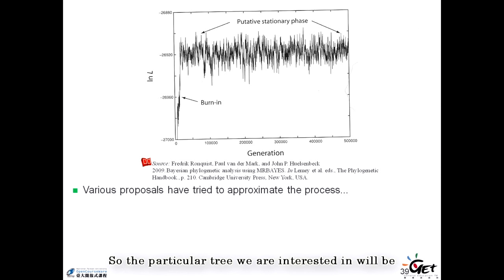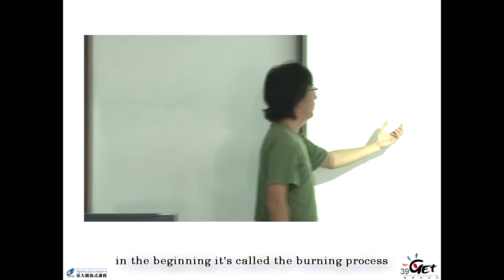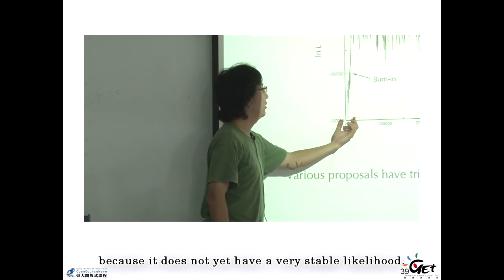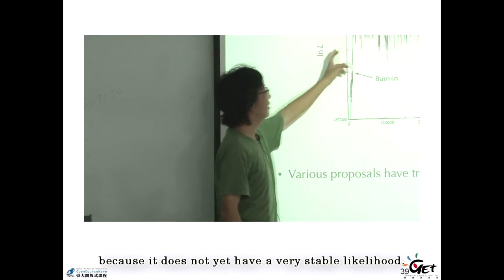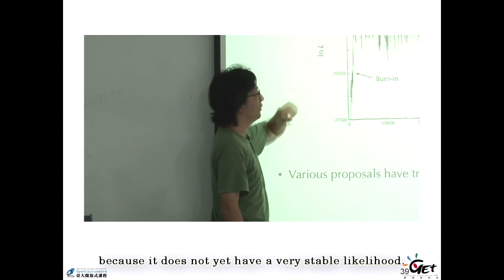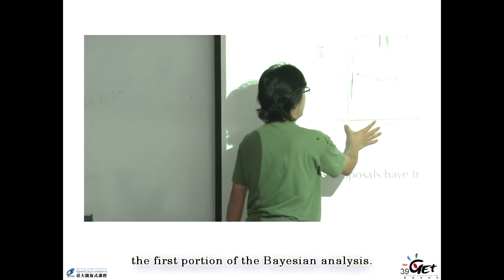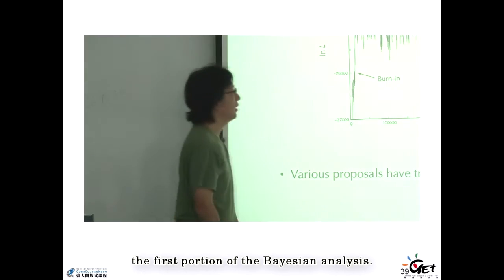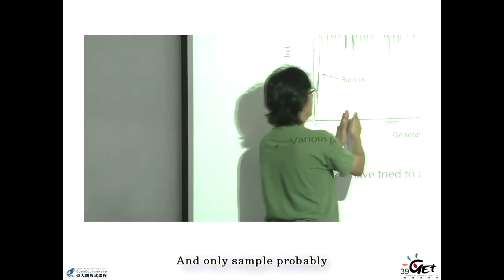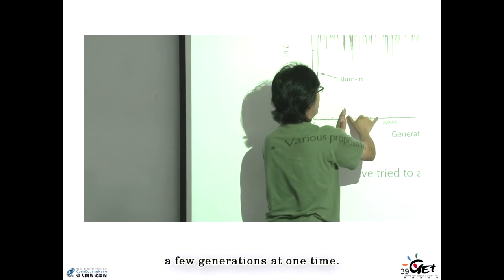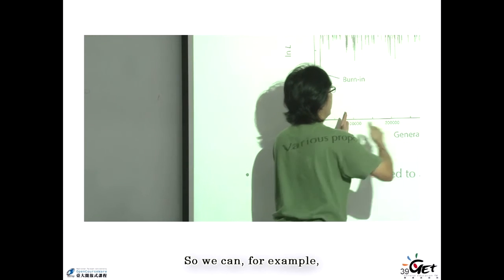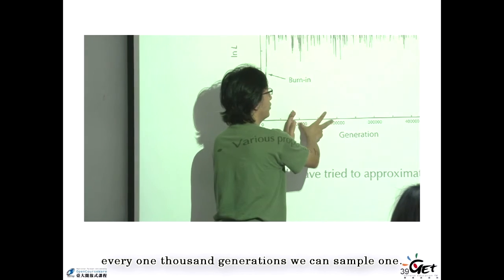So the particular tree we are interested in will be chosen from this tree population. So we'll have a probability over those trees we got. In the beginning, that's called a burn-in process, because it has not yet reached a very stable likelihood. So we always eliminate the first portion of the Bayesian analysis and only sample every few generations. For example, every 1,000 generations we can sample one.